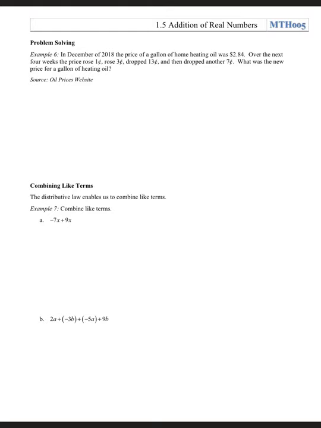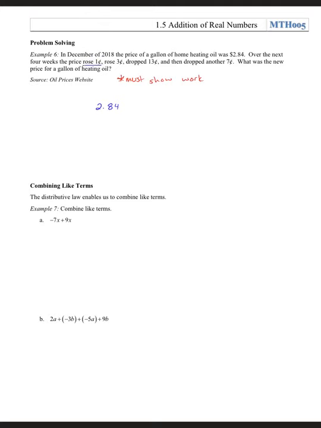Over the next 4 weeks, the price rose 1 cent, rose 3 cents, dropped 13 cents, and then dropped another 7 cents. What was the new price for a gallon of heating oil? Again, you must show some work. So we must show some work, meaning we have to set up an algebraic expression that represents what's going on here. So we're starting with $2.84.